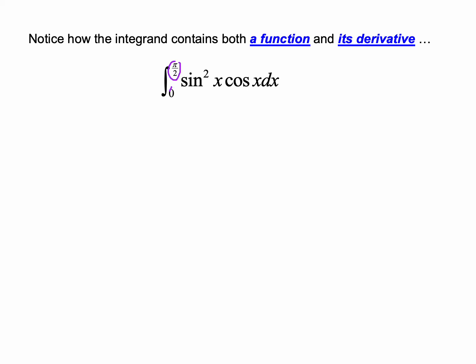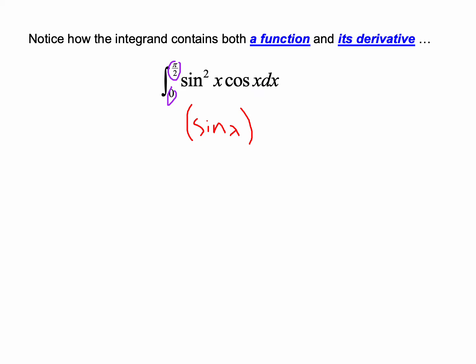So we need to make sure that even the boundaries should be changed. First, we should recognize that there is a function and its derivative. In fact, here we have sine squared. It means sine to the power 2. So do we have the derivative of sine x? Yes, we have the derivative of sine x, which is what? Cosine x. So yes, this one is integration by substitution.